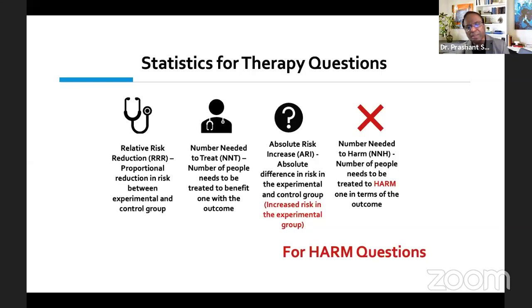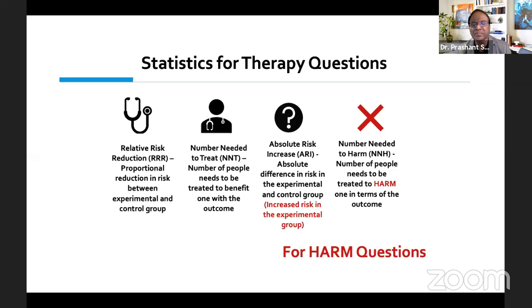Then there are two other measures that we normally use for harm questions, where we are looking at the harm caused by a treatment or intervention. One measure is absolute risk increase, which is exactly opposite to the absolute risk reduction. In this case, the patients in the experimental group had higher risk compared to the control group. So here we subtract the risk in the control group from the experimental group, whereas in absolute risk reduction, we subtract the risk in the experimental group from the control group.